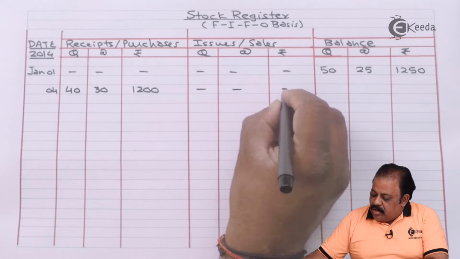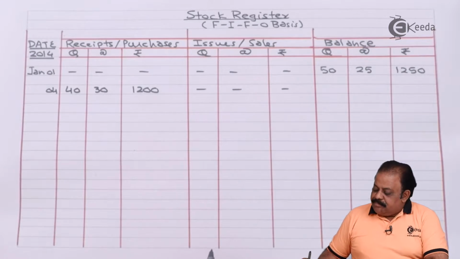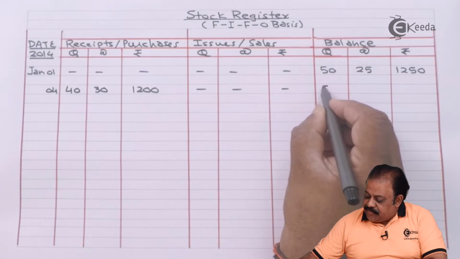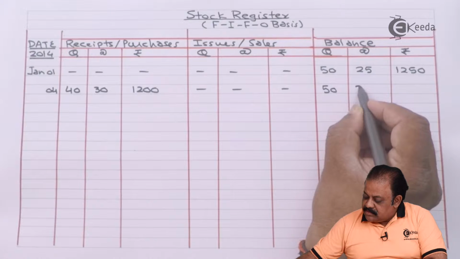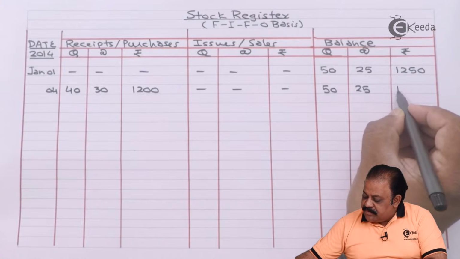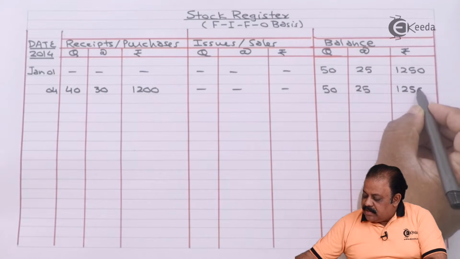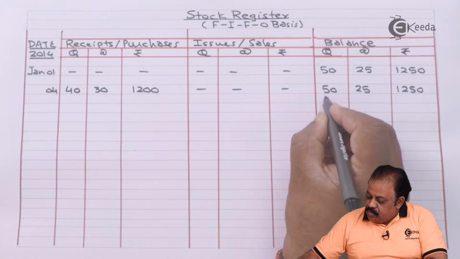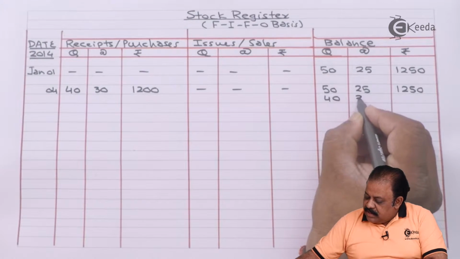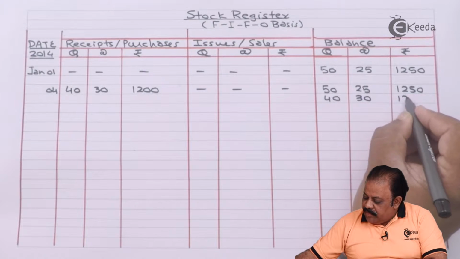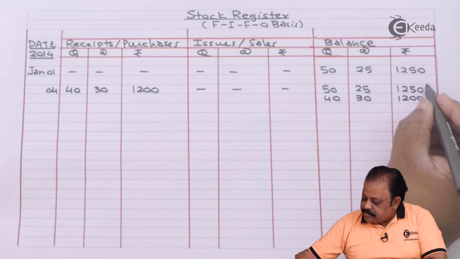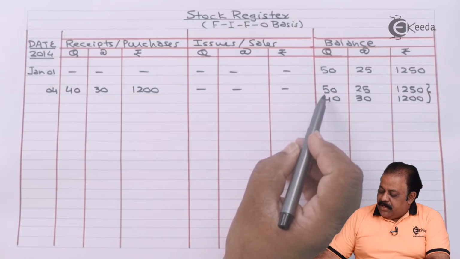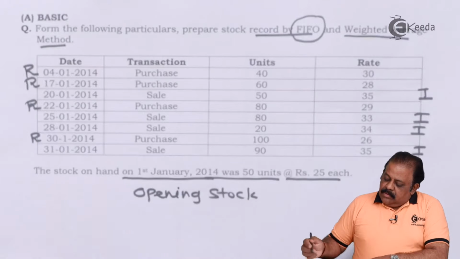Now we are required to record balance of stock. Previous stock opening balance will be recorded here first. 50 units at the rate of 25, 1250. Fresh purchase of stock will be added here. 40 units at the rate of 30, 1200. So we have now two stocks, 50 units and 40 units.